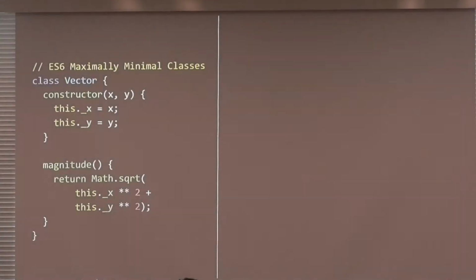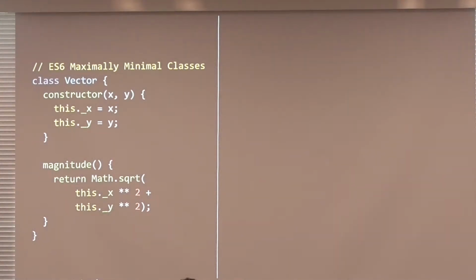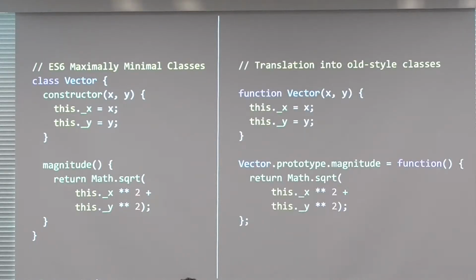So what are these maximally minimal classes? Well, here's a simple example. We have a vector class, and it has a constructor. So this constructor part is what happens when you do new vector with x and y. Then it sets the properties x and y on it. And then it has a magnitude method where it calculates something based on those properties.